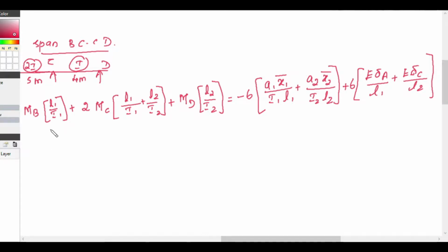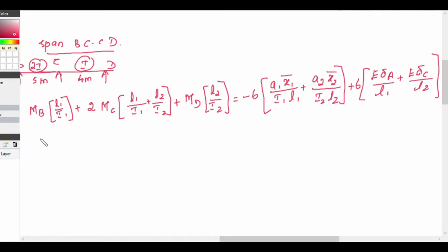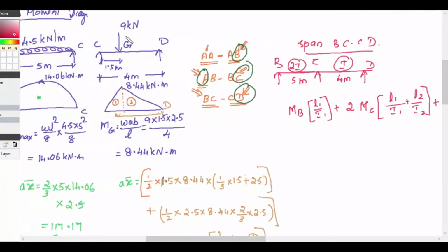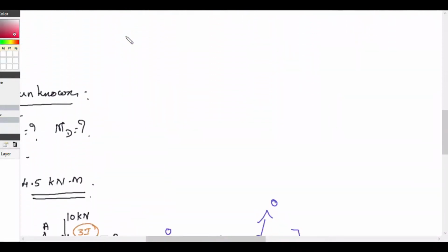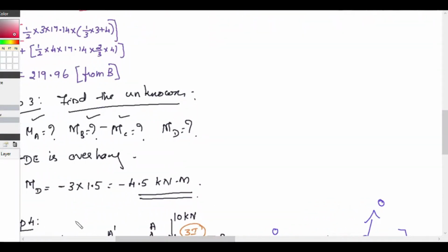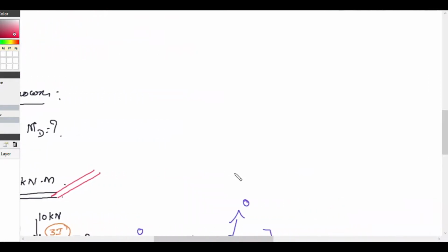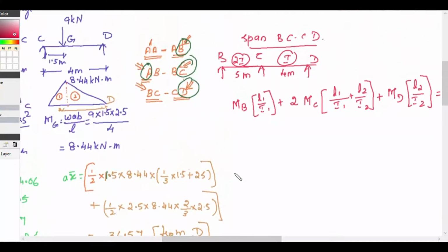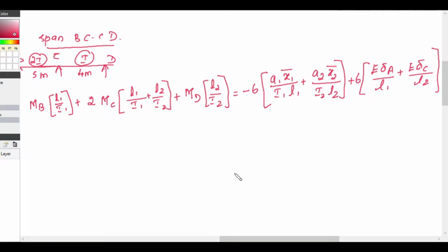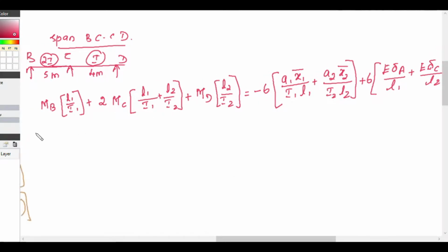Now, we have already found the value for MD. The value for MD is minus 4.5 kilonewton meter. Okay. So now we will substitute the values.